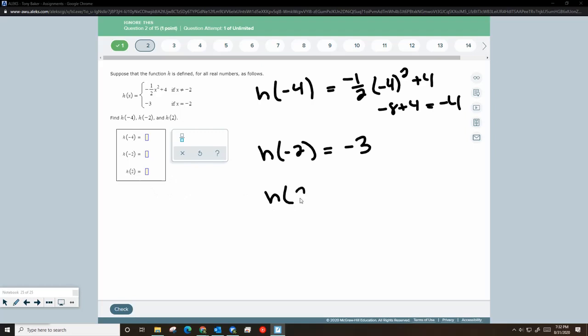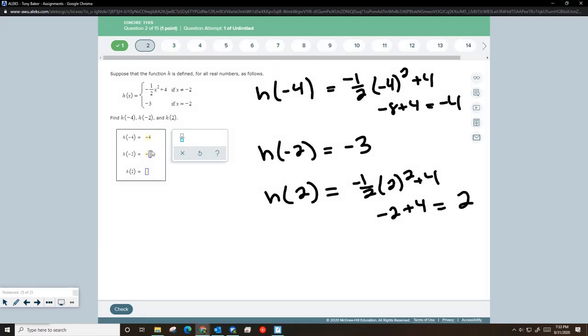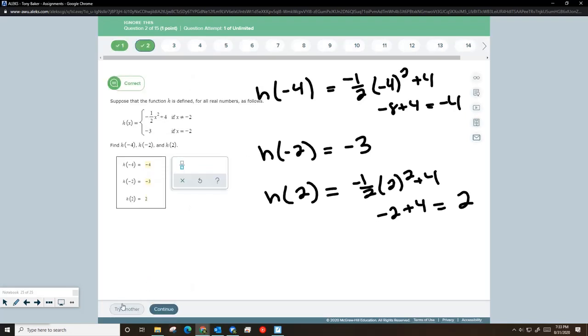My last one, h of 2. 2 is not -2, so I'm going to use the first one again. So it's -1/2 times 2 squared plus 4. 2 squared is 4, times -1/2 is -2, plus 4 is 2. So those are the three answers that I'm going to plug in to this problem: -4, -3, and 2. We hit check on the problem. Notice also another button that comes up says try another one. If you want to try another one of those problems, that's fine.